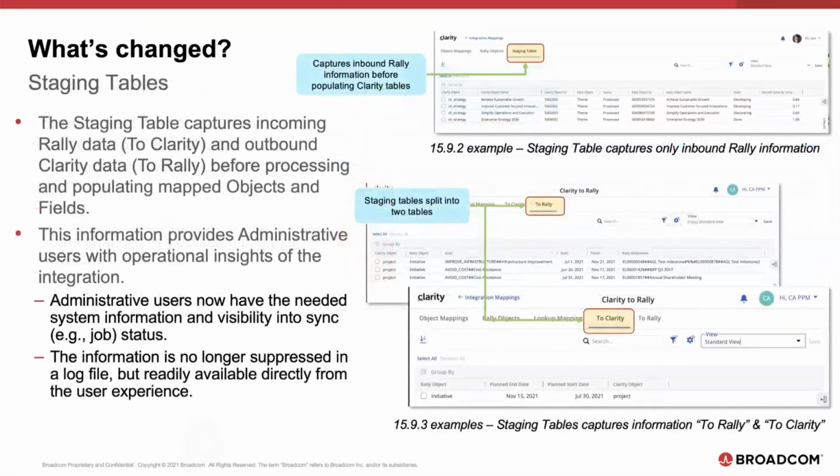From a staging table perspective, previously there was only a staging table for inbound data coming from Rally to Clarity. Now there's a staging table for data moving from Clarity to Rally as well. So this provides two key benefits. I mentioned one of them before: greater visibility for the administrator, seeing the data moving between the two systems. But it also is an opportunity to introduce new capabilities to transform the data prior to Clarity import or export.